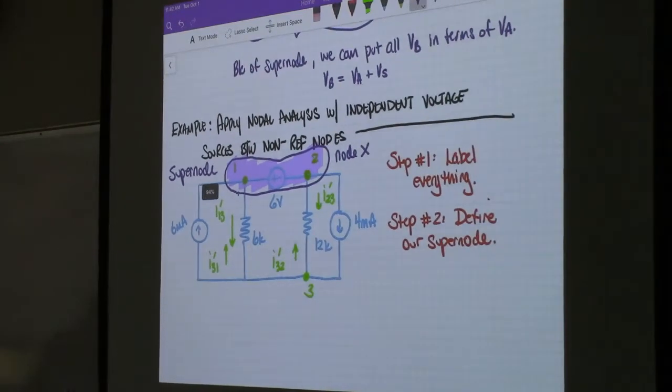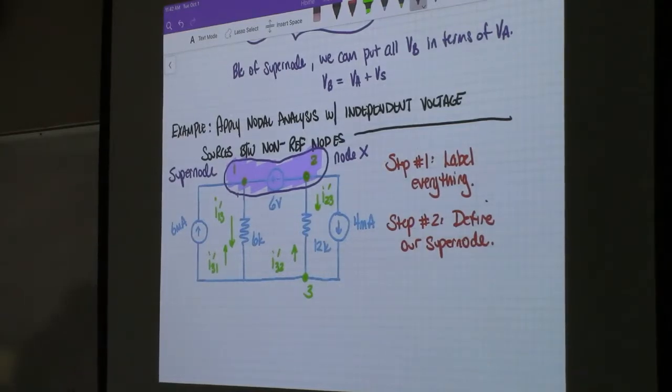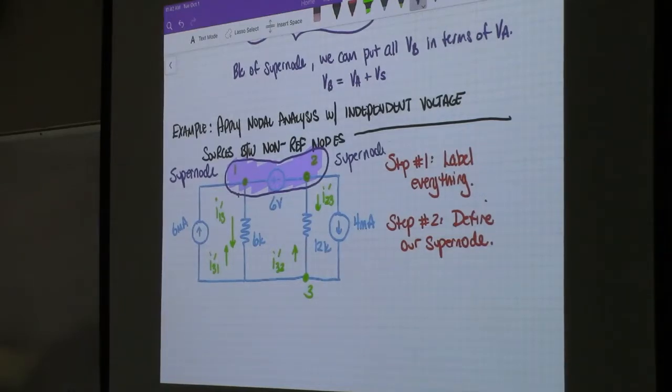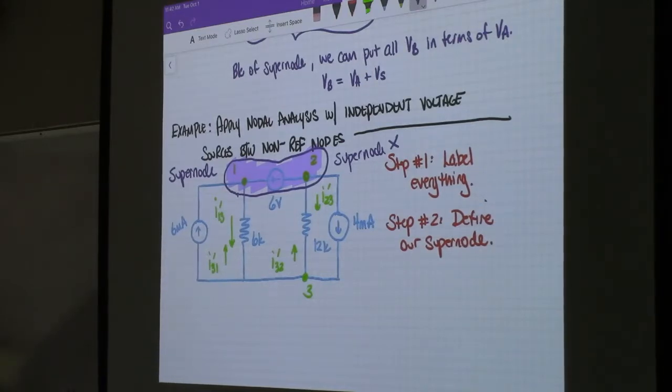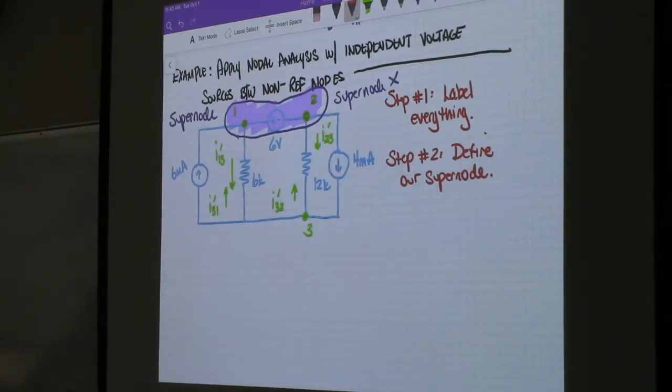Okay. Next, we know that anytime there's a voltage source between two non-reference nodes, we are going to define a supernode there. So what I'm going to do is take everything in the purple and start calling that node X, or supernode X. Okay, so now where does that, yes? Could you just quickly go over what non-reference is?